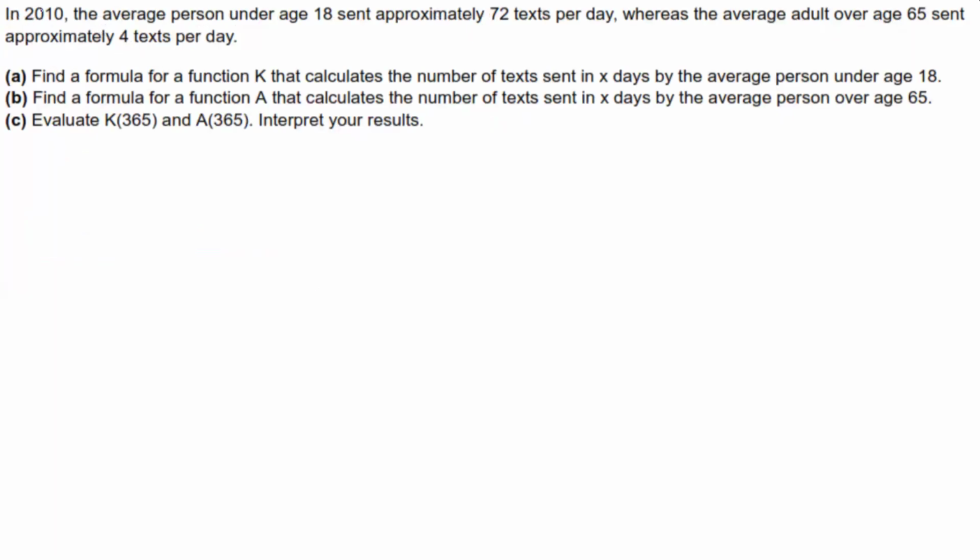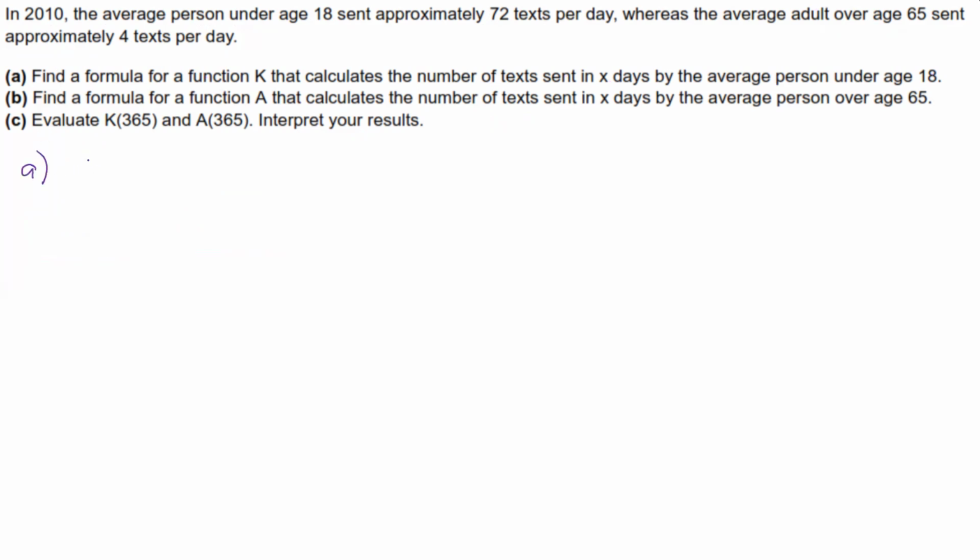All right, in 2010, the average person under 18 sent approximately 72 texts per day, whereas the average adult over 65 sent approximately 4 texts per day. So we're supposed to find a formula for a function k that calculates the number of texts sent in x days by the average person under 18, and a for over 65, and then evaluate both of those and interpret your results. All right, so a.